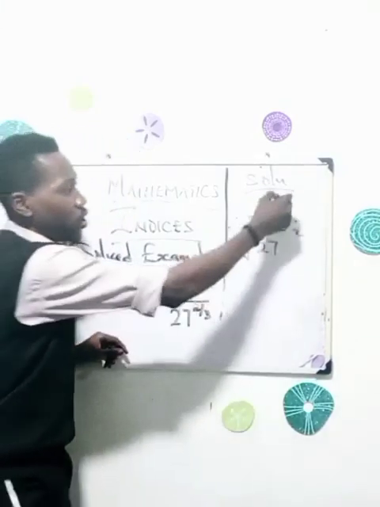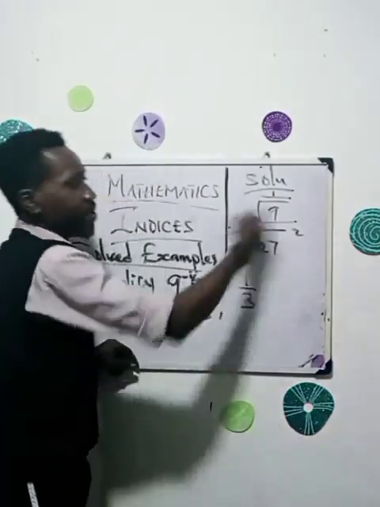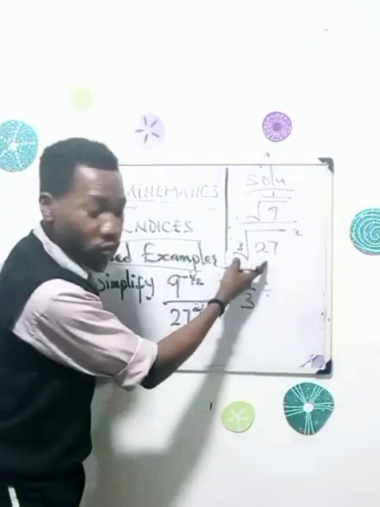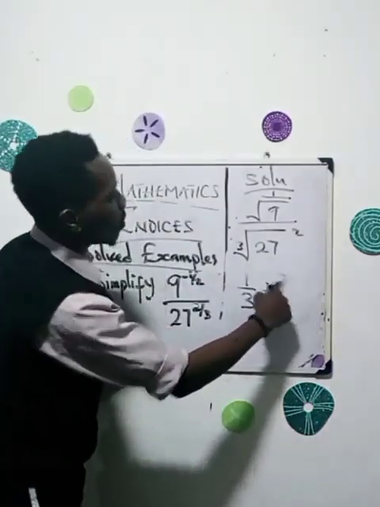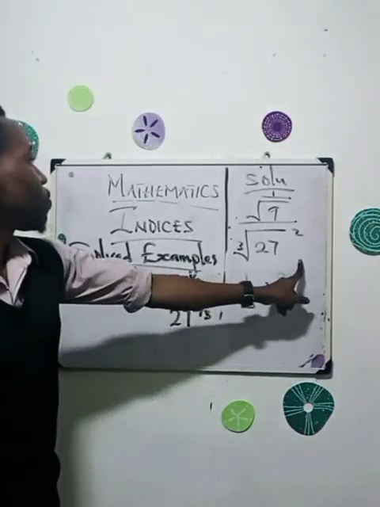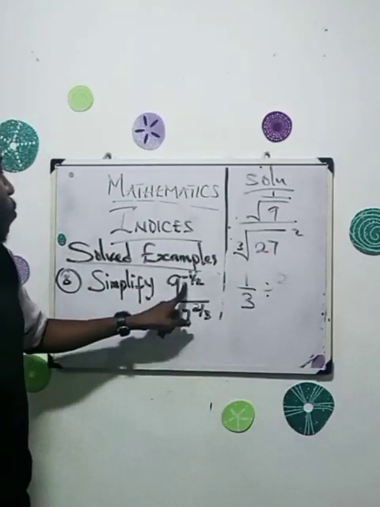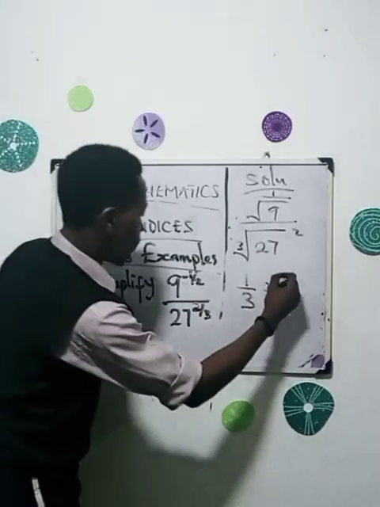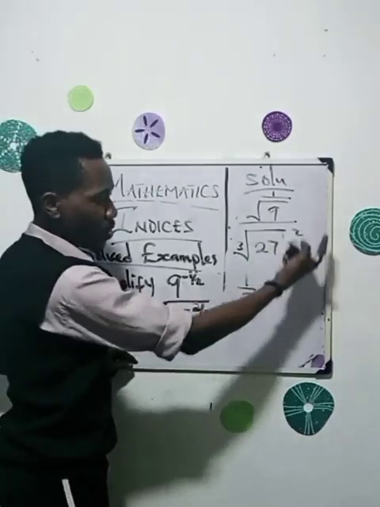Okay, so what is root 9? Root 9 is 3. So I have 1 over 3 divided by the cube root of 27, which is 3 squared, which is 9. Am I making a mistake here? One over 3 divided by what? Yeah, the cube root of 27 is 3. 3 squared, 9. Yeah, 9.